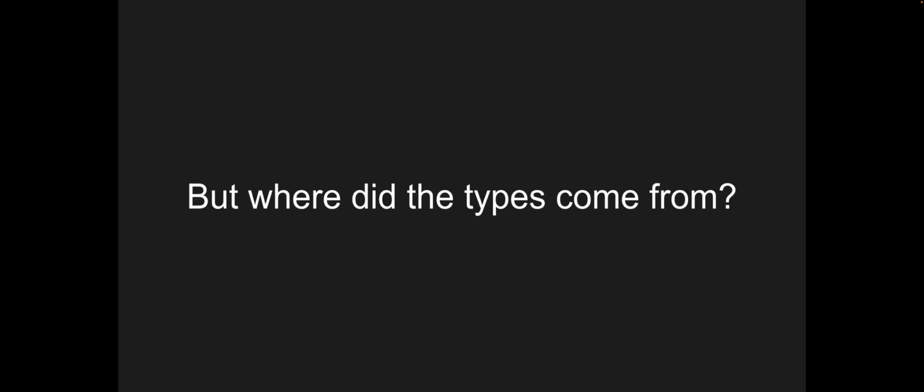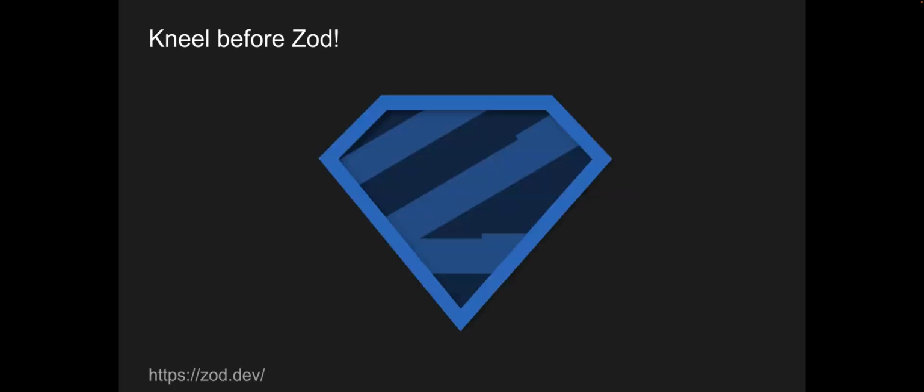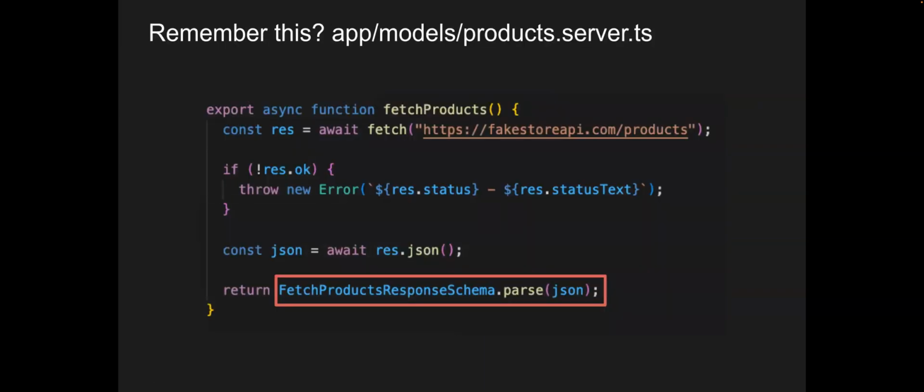Now you might be asking yourself, where did the types come from? Because I showed you that I wasn't explicitly defining types in most locations, but we still seem to have that IntelliSense. And that's where we get Zod. Some of you may have heard of Zod. Hopefully some of you have worked with Zod before, but it is a validation library primarily, but it's also super powerful when it comes to types. The thing that I didn't show you when I was looking at this fetch products function from before was this fetch products response schema. I didn't show you what this was, but you can see that this schema is parsing the JSON, and that's how we get the types.